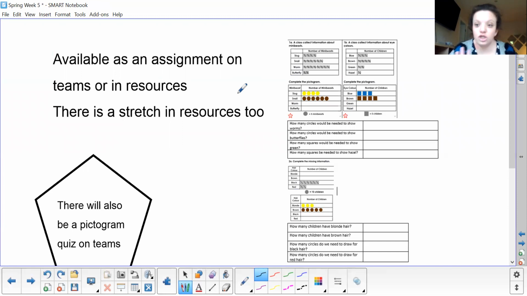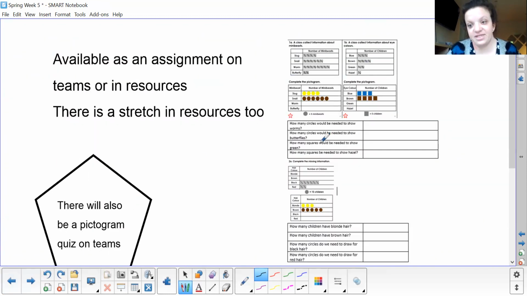So today, there are lots of different ways you can access your resources, but there is an assignment with some questions about pictograms in 2s, 5s and 10s on there for you to have a little look at. There was also a pictogram quiz on Teams where you can go on and do lots of answering questions about pictograms. So there's loads of different stuff you can do. And there's also a stretch in resources too. So if you finish the quiz and you finish the assignment, if you go into resources, you can find an extra stretch as well, which will help you.